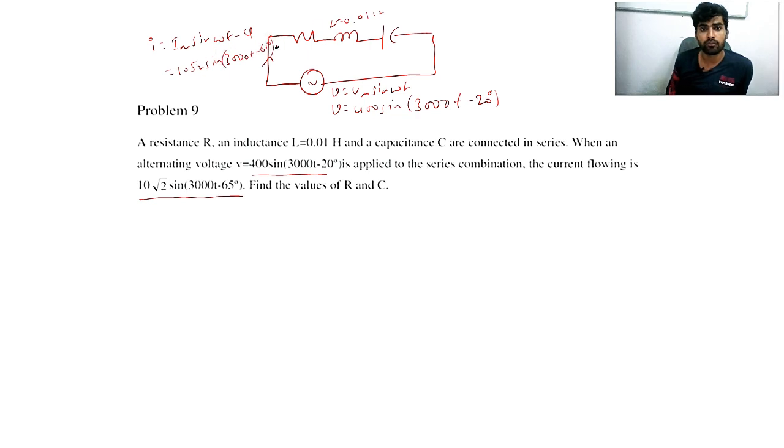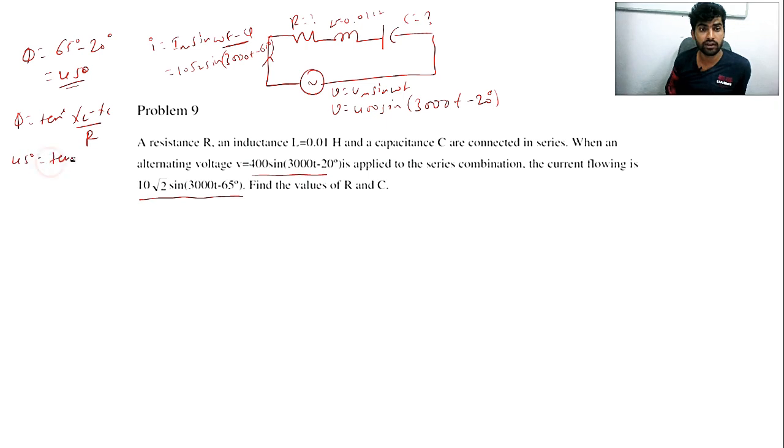R value is not given and C value is also not given. We need to find them now. First I'll calculate the total phase angle. Phi is equal to 65 degree minus 20 degree, you will get 45 degree. What is the formula for phase angle? Phi is equal to tan inverse of (XL minus XC) by R, since XL is greater than XC. So 45 degree is equal to tan inverse of (XL minus XC) divided by R.